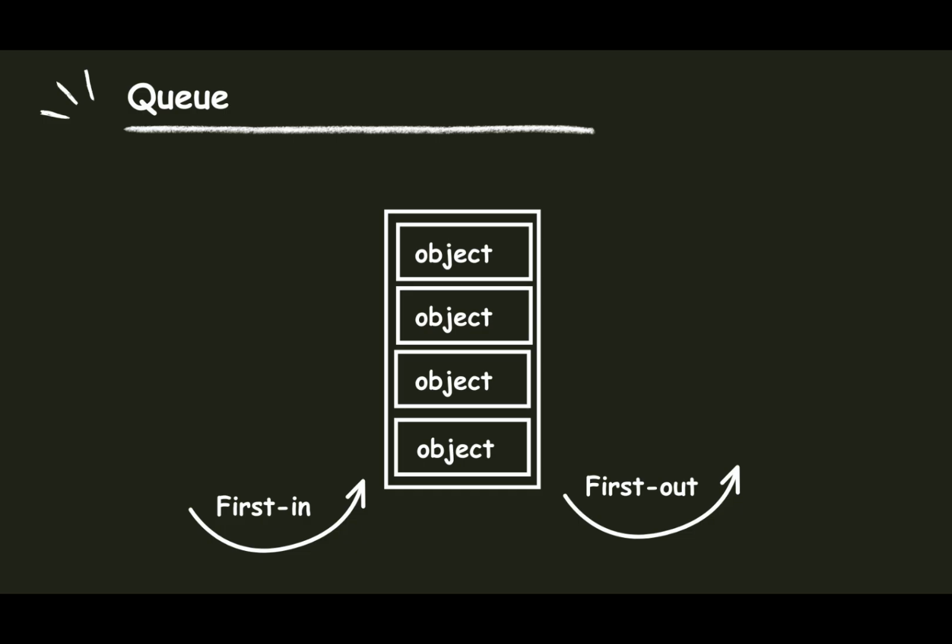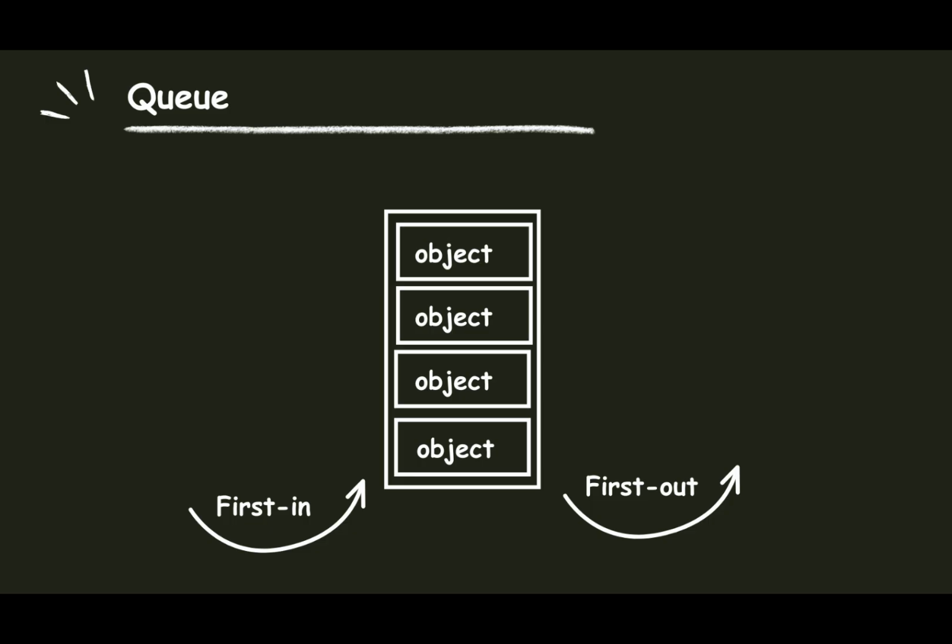Let's look at the queue data structure. A queue is a linear data structure that operates on the principle of first in, first out. This means that the first element added to the queue is always the first one to be removed. It functions similarly to a queue of people, such as a line of people waiting for a service where the person who arrived first is always served first.